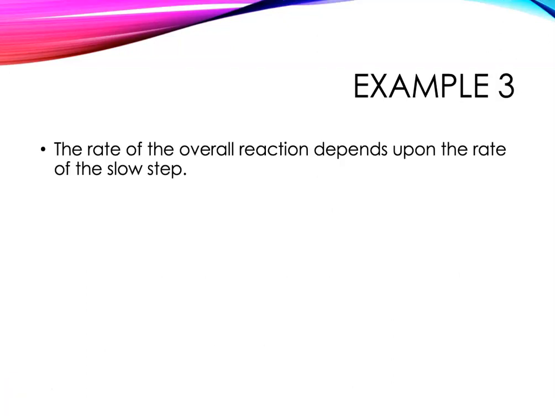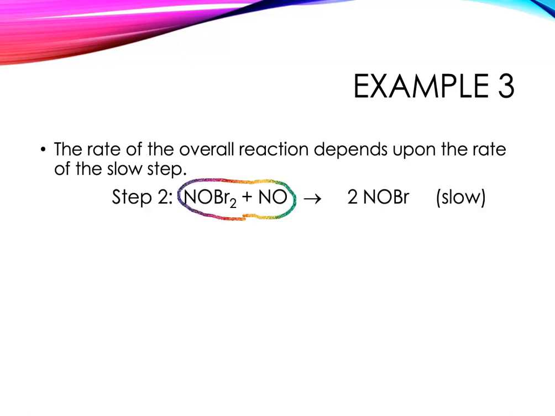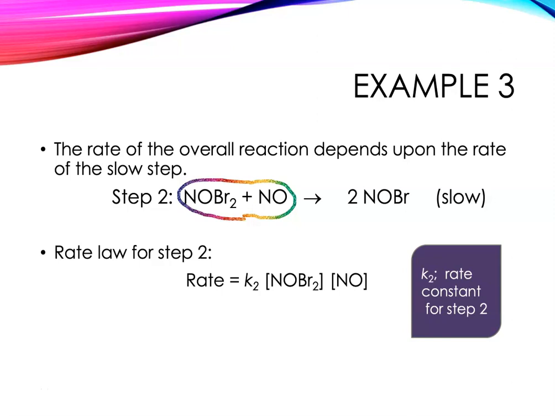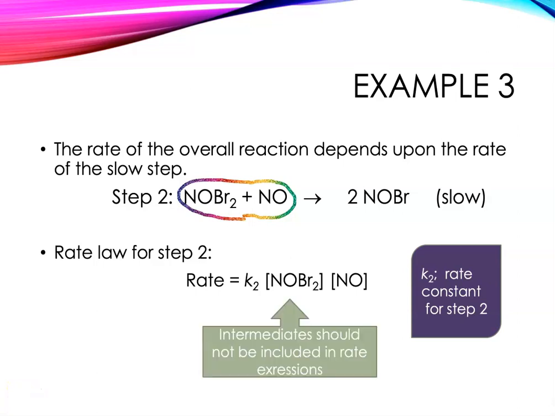So we know that the rate of the overall reaction depends on the rate of the slow step, right? And here's our slow step, and we can write a rate law based on those 2 particles. So it would be second order overall, 1 NOBr2 and 1 NO, first order in each for the rate law. And I'm calling the rate constant k2 because it's the rate constant for step 2, because I have multiple steps. Okay, but there's an issue with this.